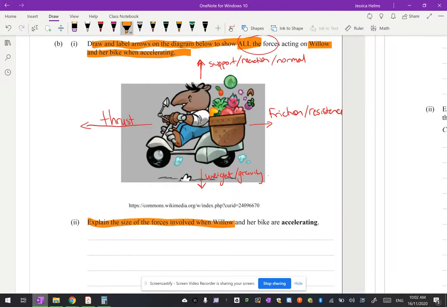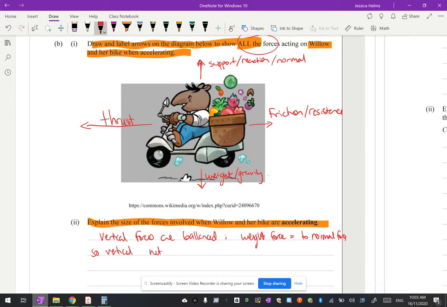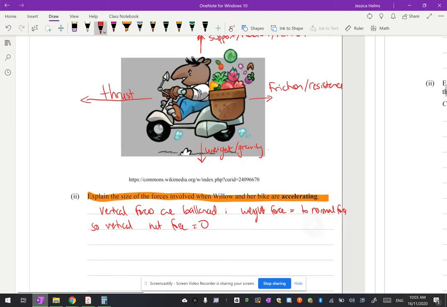So explain the sizes of the forces involved when Willow and her bike are accelerating. First of all, talk about the up-down forces. So the vertical forces are balanced. So her weight force is equal to the normal force. So vertical net force is equal to 0, something along those lines. So equal and opposite. Maybe say that too. Equal and opposite.